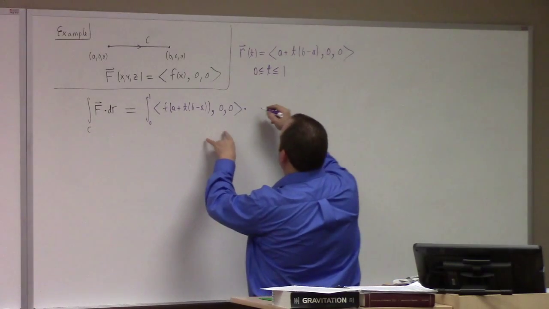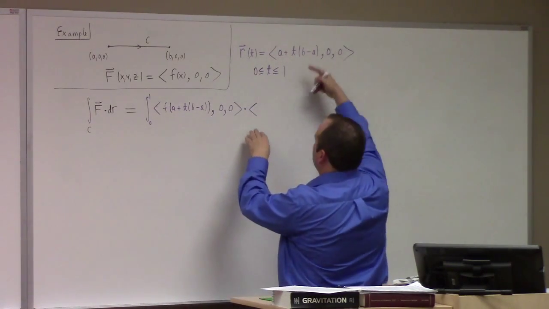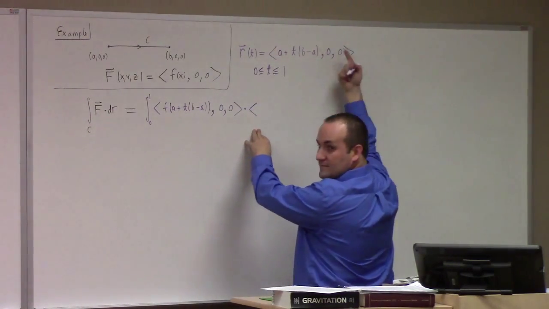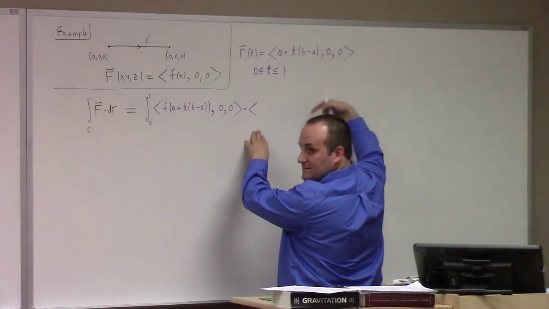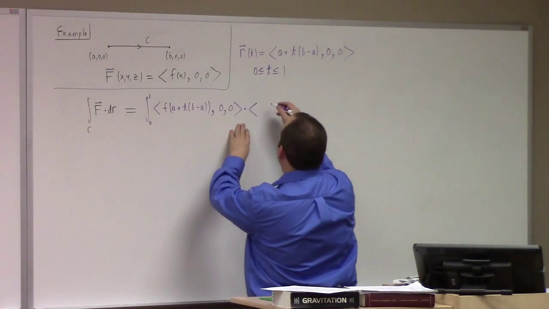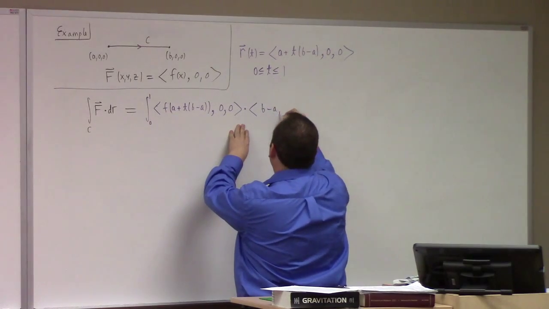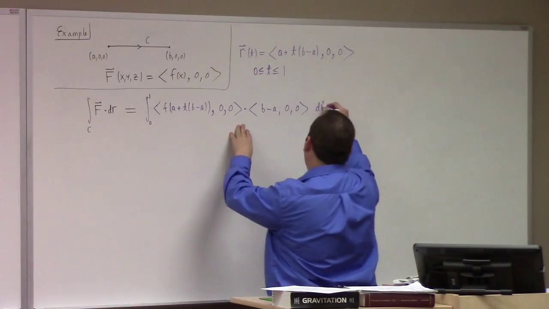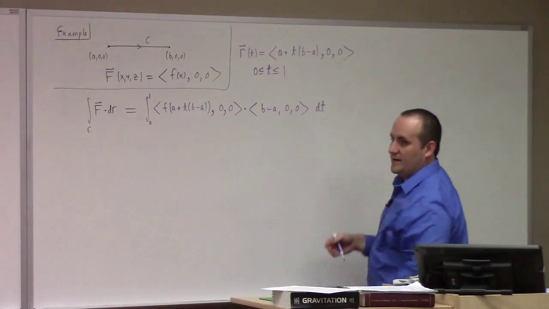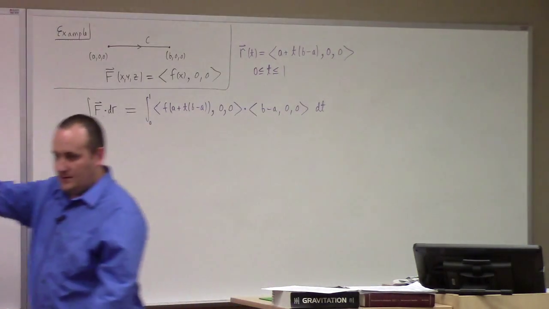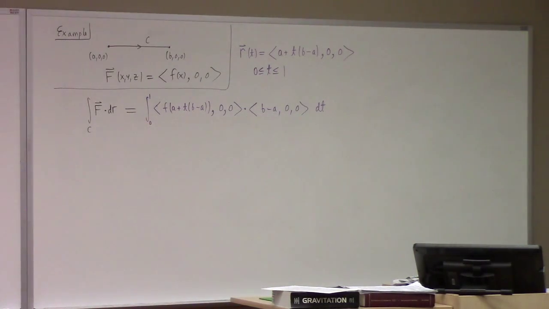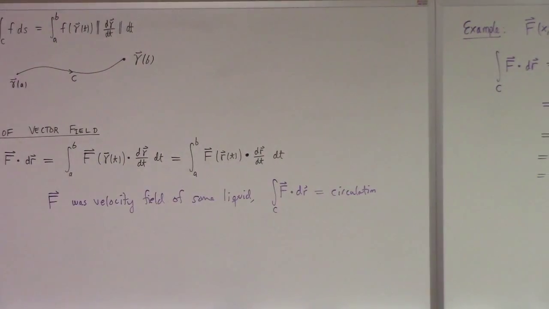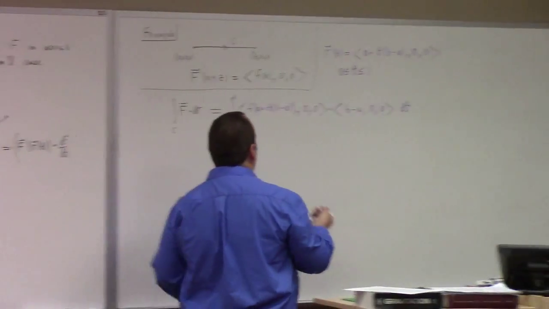So dr dt is what? b minus a, 0, 0. I'm using the definition of the line integral. You find a parameterization of the curve. You evaluate the vector field at the parameterization of the curve, at the path formula, right? You dot with the velocity and integrate over the parameter. This is the definition of the line integral. Okay, now what?